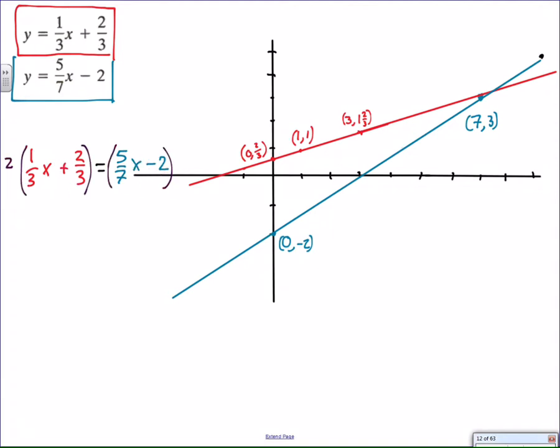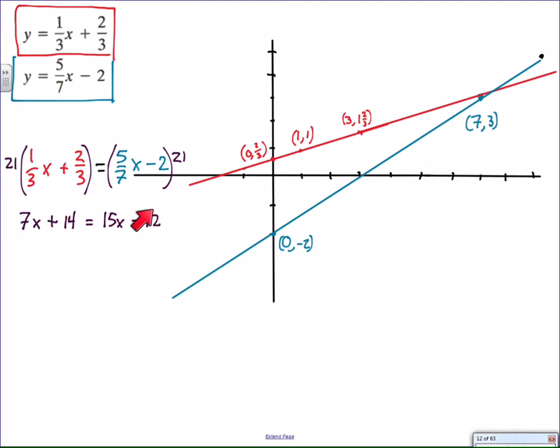Recall from first semester, fraction busting. I want to get those fractions out so I don't have to clunk around with all those common denominators and so forth. So I multiply by 21 because 3 goes into 21 and 7 goes into 21. After distributing, we end up with 7x plus 14 equals 15x minus 42. Remember, 7 into 21 3 times, 3 times 5 is 15. Here, for example, 3 into 21 7 times, 7 times 2 is 14. That's how I got these numbers.